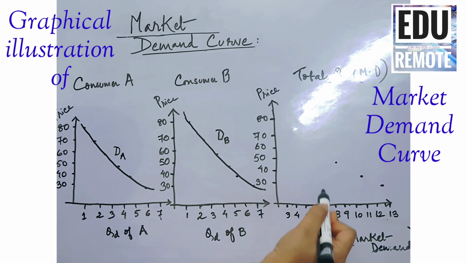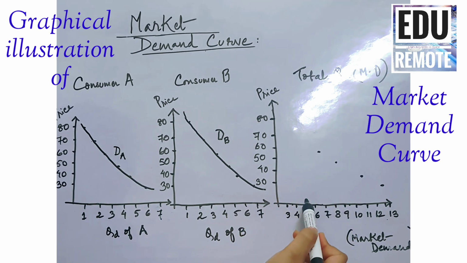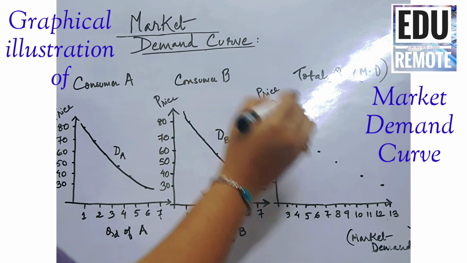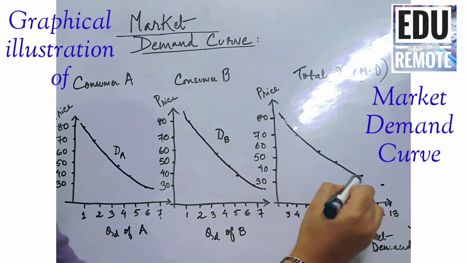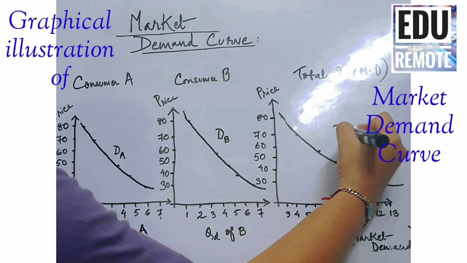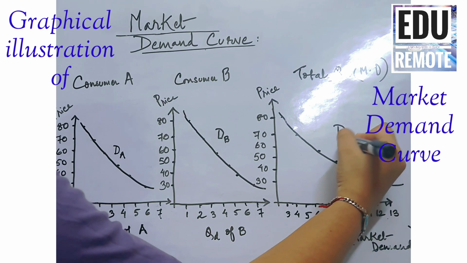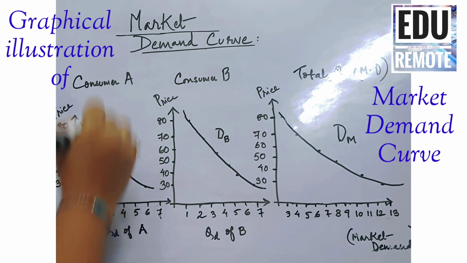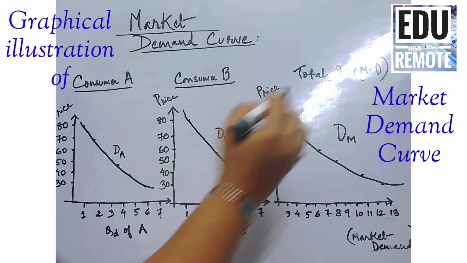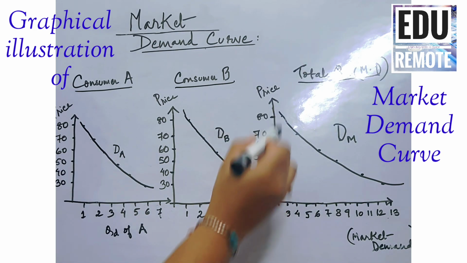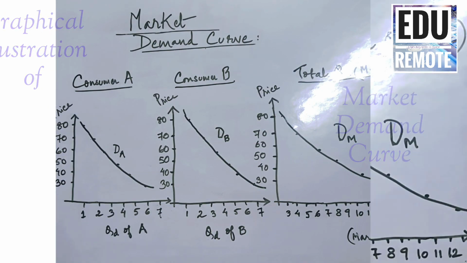At 60, the total is 7, so it will go up to 7. At 70, the total is 5, so at 70 it will go up to this point. At 80, it is 3, so here it will go up to this point. So finally, we have the market demand schedule, and this is the market demand curve. So if we join the lines, we get this curve, which is the market demand curve. So it is basically the summation of the quantities as demanded by consumer A and consumer B. The total is how we get the market demand curve.